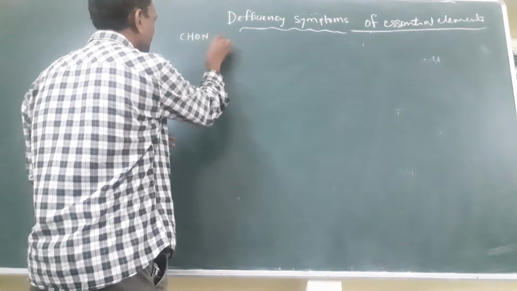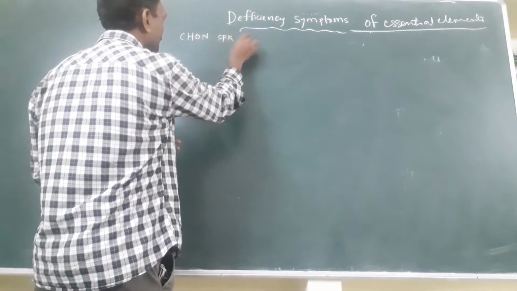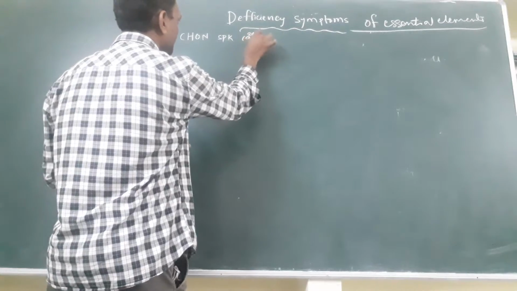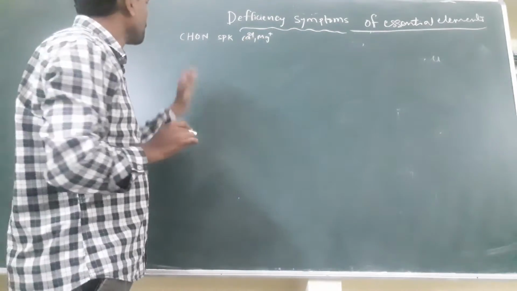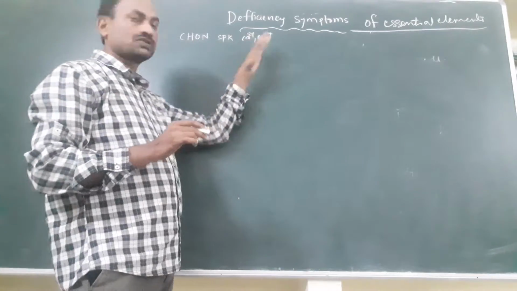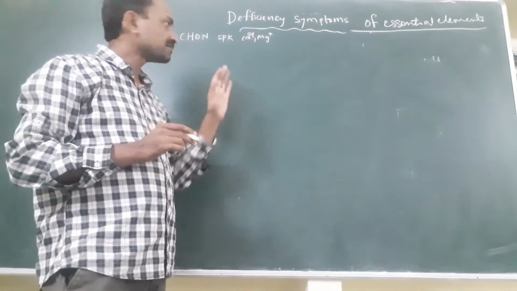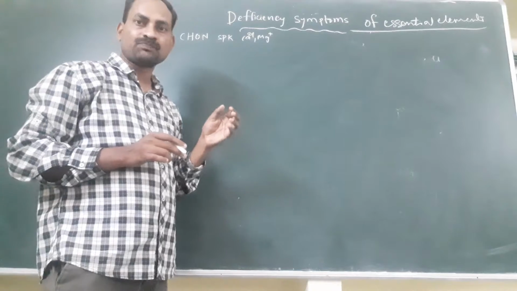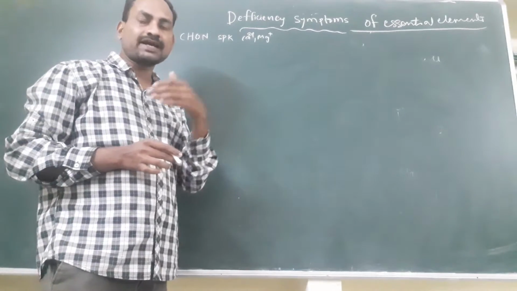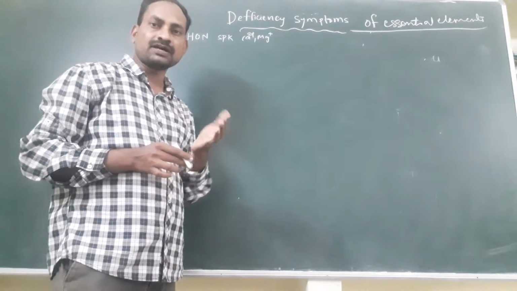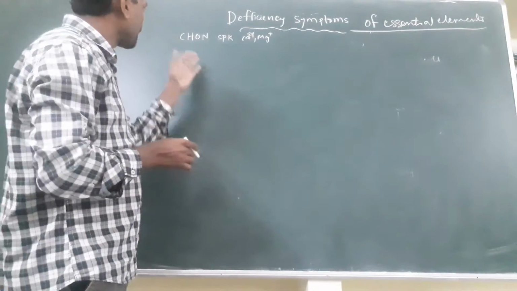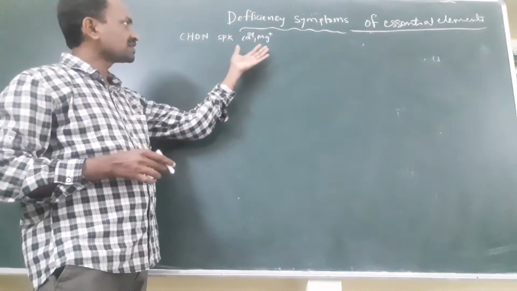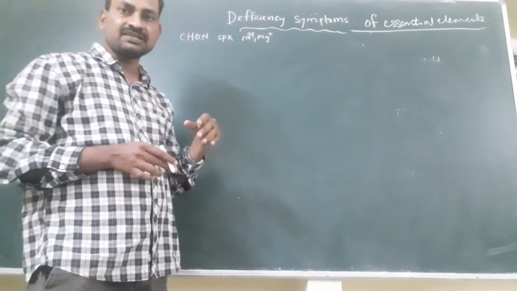CHON, SPK, calcium (Ca2+) and magnesium. So these are the 4, 7, 9, total 9 elements. These are macro elements, that means they are required at more than 10 millimolar per kg dry matter of the plant. Now we will discuss the deficiency symptoms of these elements.